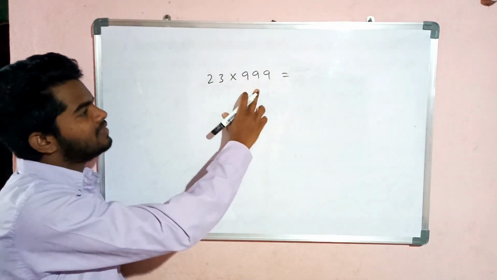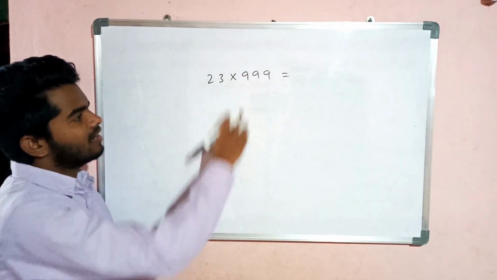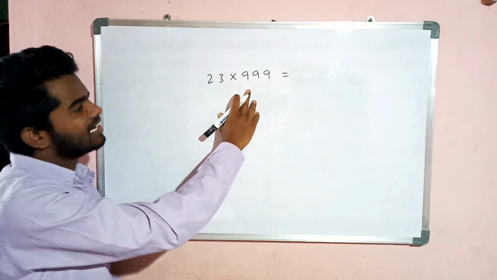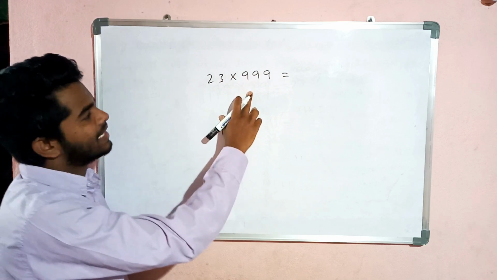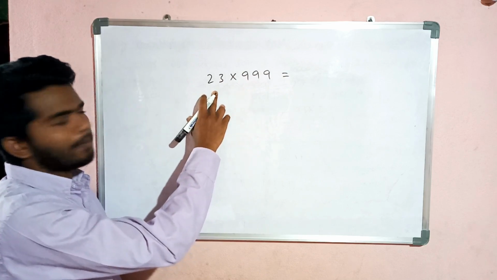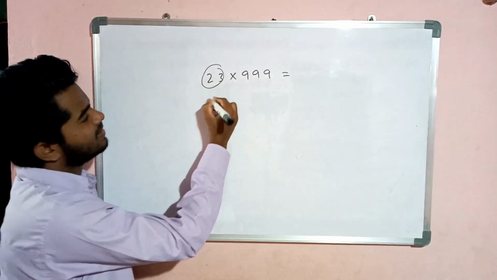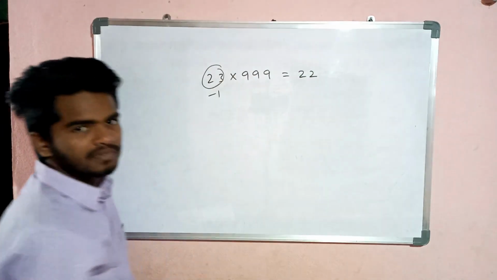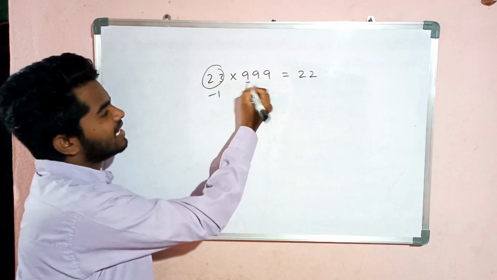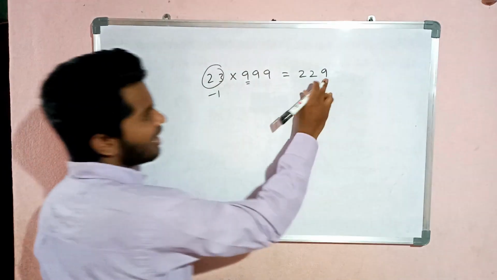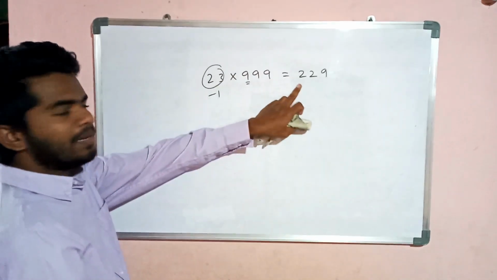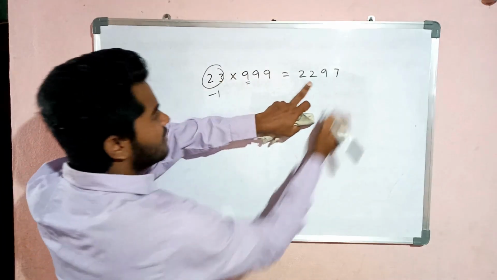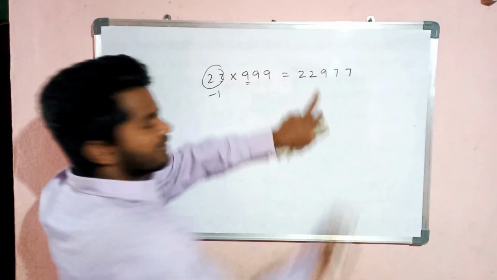23 multiplied by 999. The number of nines is more than the number of digits. One 9 is extra here. Subtract 1 from 23. 23 minus 1 is 22. One 9 is extra here, so that 9 is added here. Next, same procedure. Now take the difference of every digit from 9. 9 minus 2 is 7.